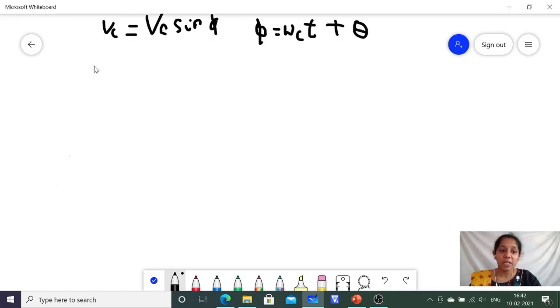And we have another signal, that is the information signal, which can be represented by vm, the instantaneous value of the message signal, equals capital Vm, the maximum value of the message signal, into cos of omega m into t, where omega m is the angular frequency of the information signal and omega c is the angular frequency of the carrier signal. So we have taken two signals.